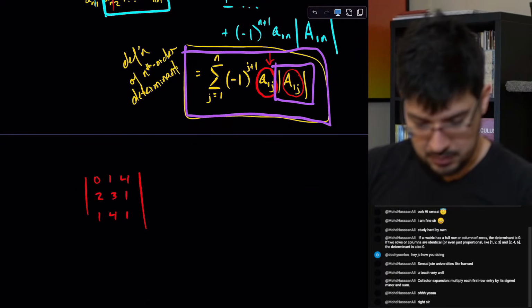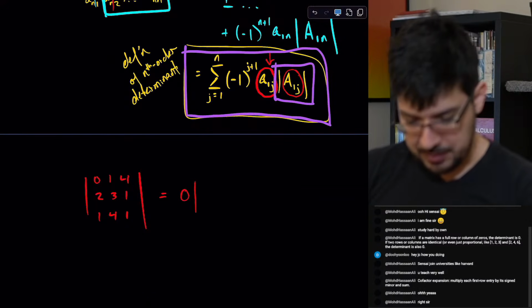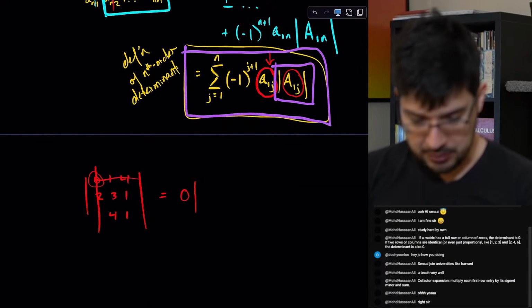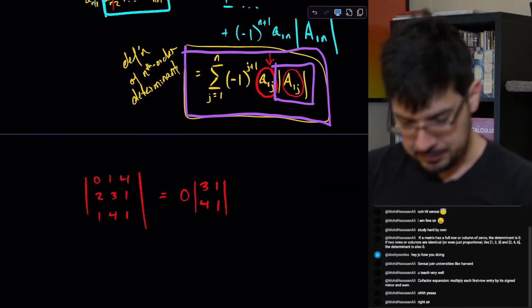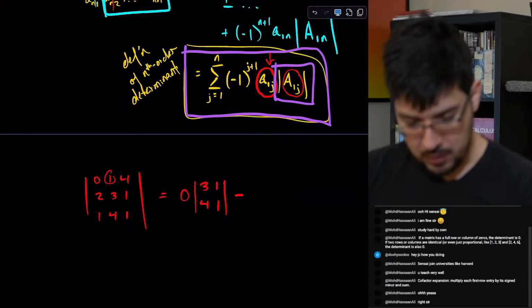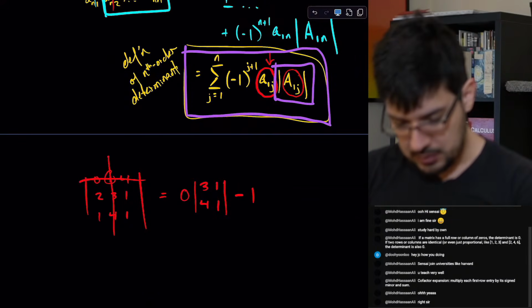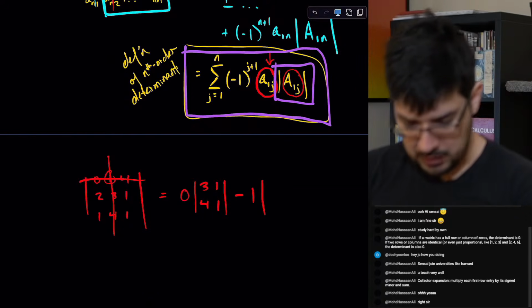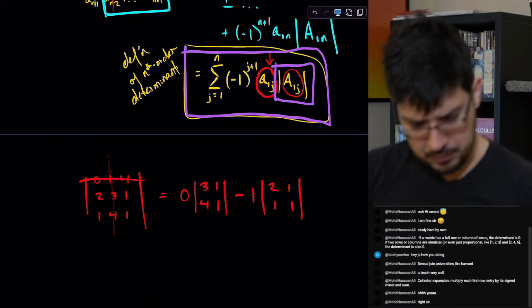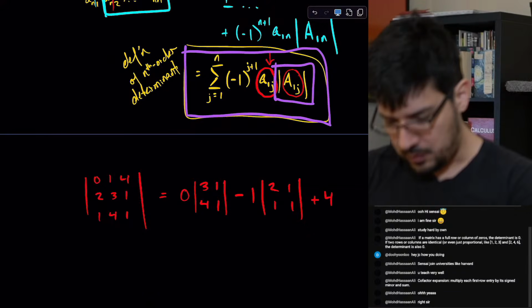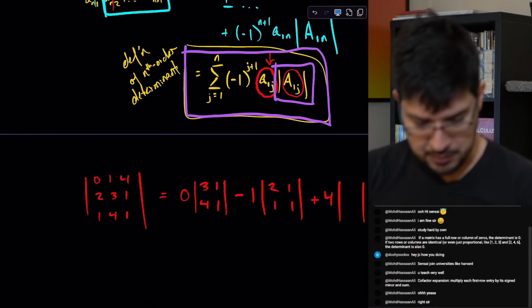So, following the fact that we just talked about, we have 0 times the minor matrix [3, 1; 4, 1], like slicing out the first row and first column. Minus 1 times the determinant of [2, 1; 1, 1]. Right? And then plus 4 times the determinant of [2, 3; 1, 4].